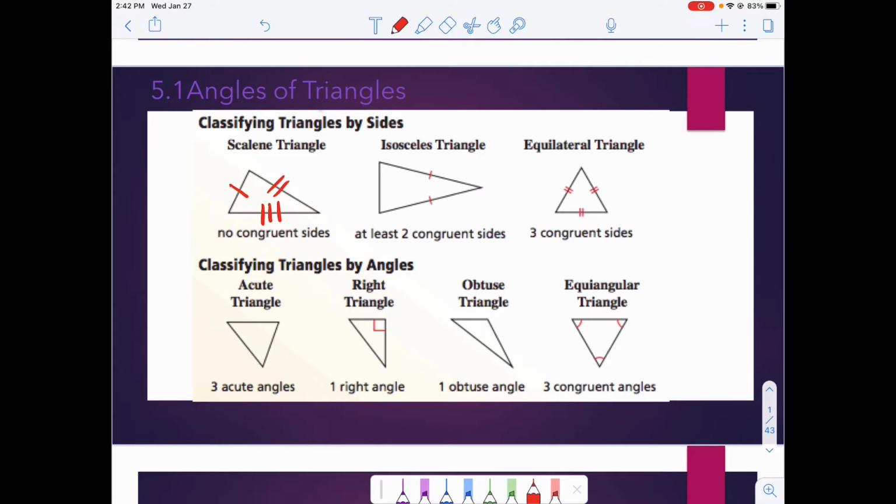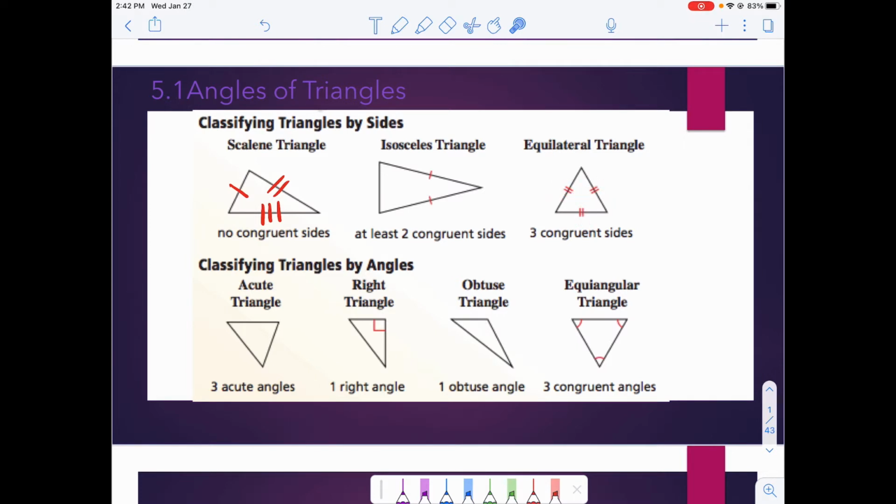The next way of classifying a triangle by its sides is an isosceles triangle. An isosceles triangle is saying that we have two sides that are congruent to each other. The next one that we have is an equilateral triangle. An equilateral triangle is saying that we have all sides that are going to be congruent to each other.